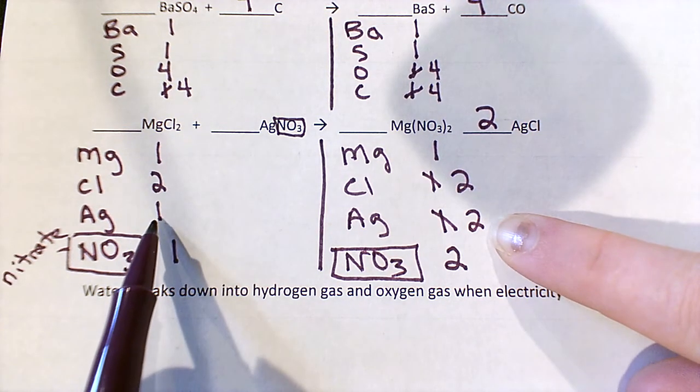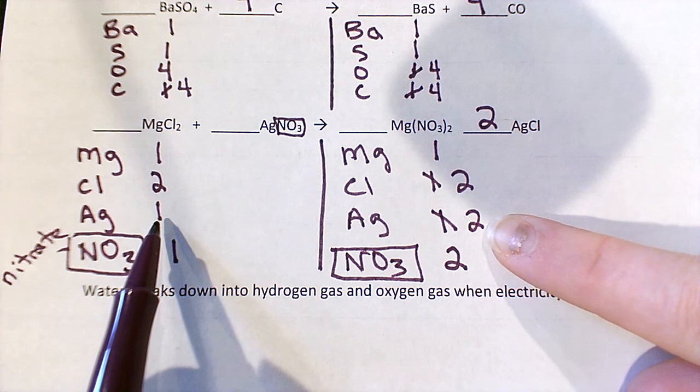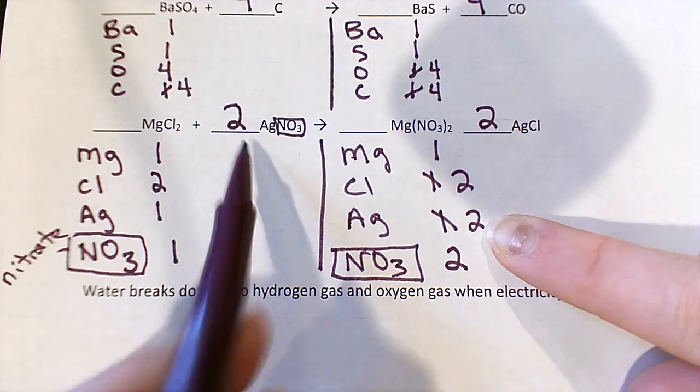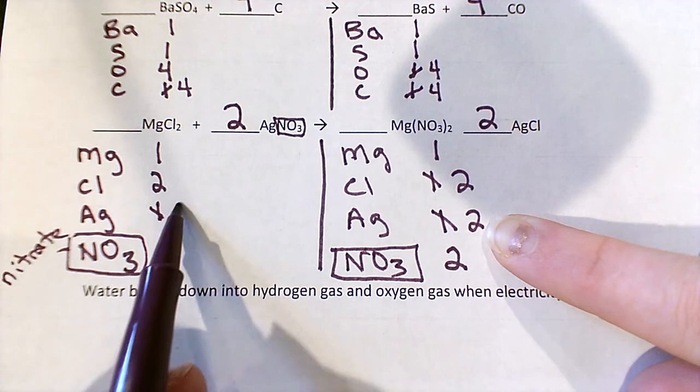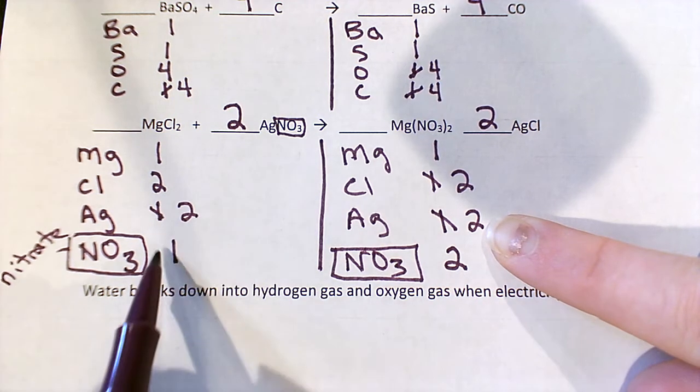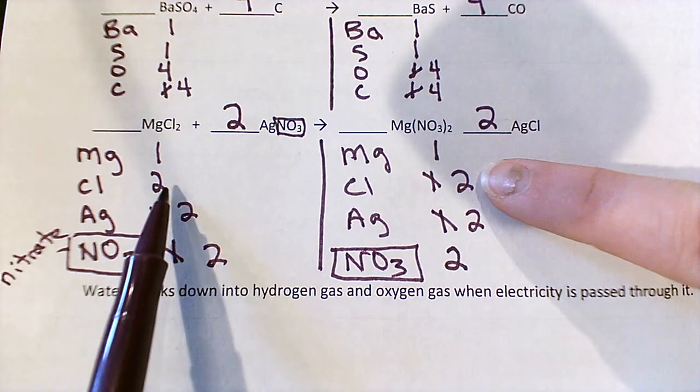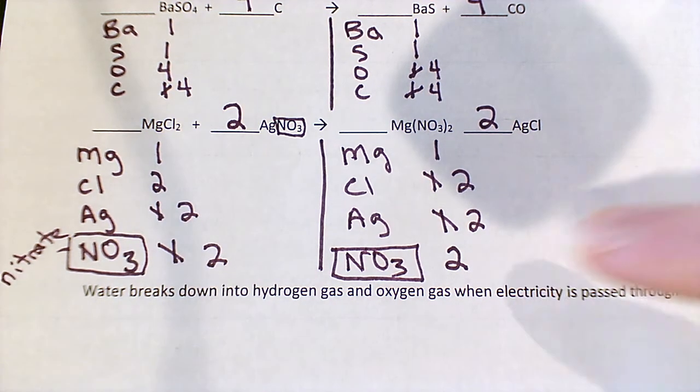Now I'm out of balance here. I have 1 silver and 2 silvers. So I need twice as many of this substance. It would be 2 times 1 silver is 2 silvers. 2 times 1 nitrate is 2 nitrates. And now 1s, 2s, 2s, 2s, everything balances. Okay?